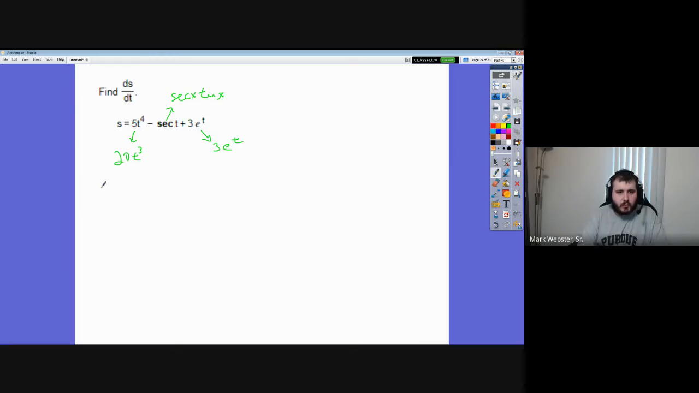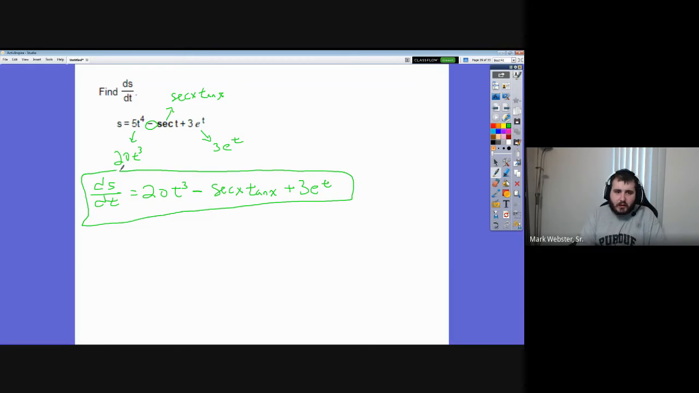So, what is my ds dt? Well, we've got 20t cubed minus, don't forget that minus sign there, minus what? Secant tangent plus 3e to the t. And nothing canceled out in this case, but not that bad because we broke it up, right? Just do little bits here and there. There's no reason not to, right?